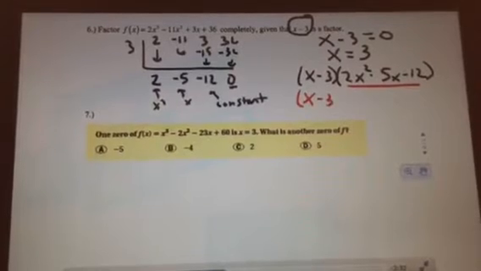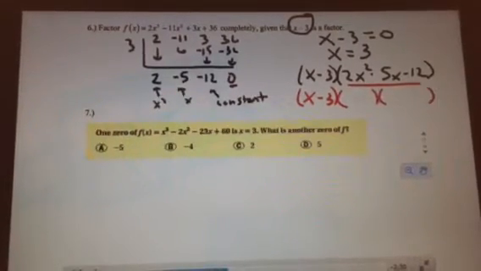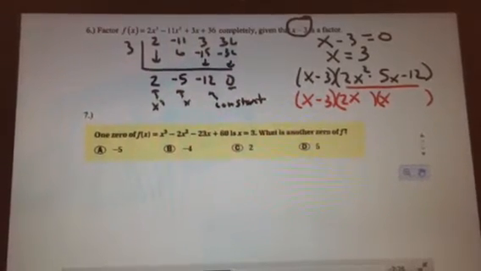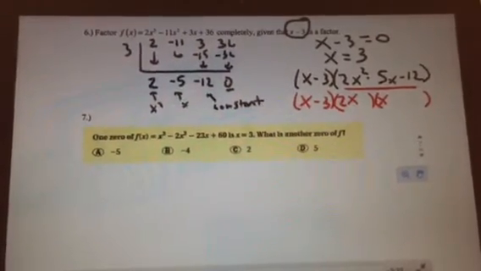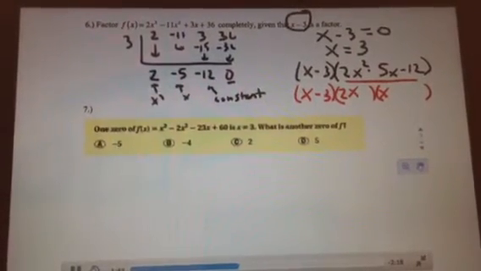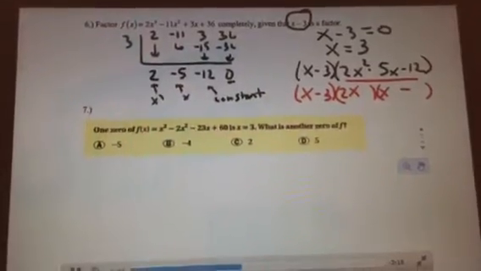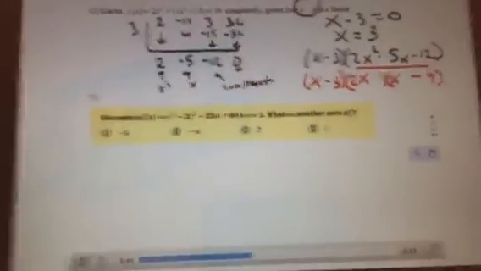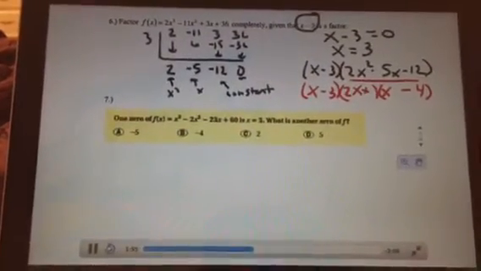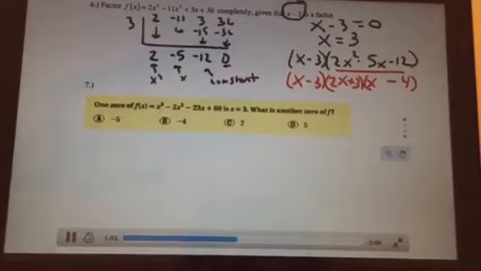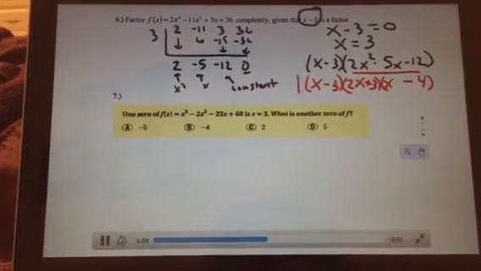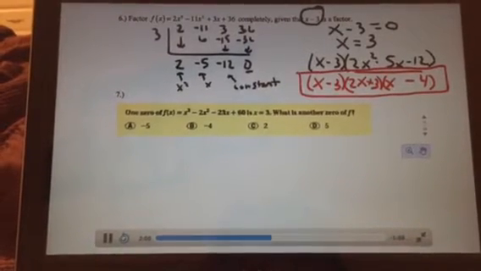I keep my first factor the same. I reverse FOIL this, and I get 2x times x. I gotta multiply to negative 12, but also when I combine my outsides and insides, get negative 5. So if I do minus 4 here for the outside, my outside product would be negative 8x, and if I do positive 3 for the inside, negative 8 plus 3 is negative 5. The 3 times the negative 4 gives me the negative 12. There's my complete factorization.